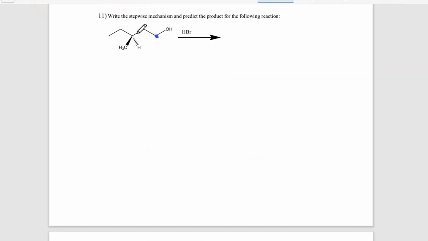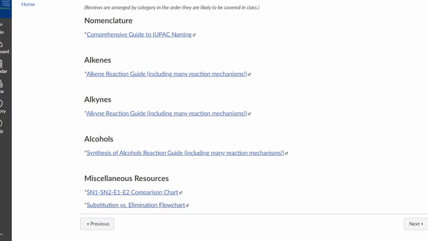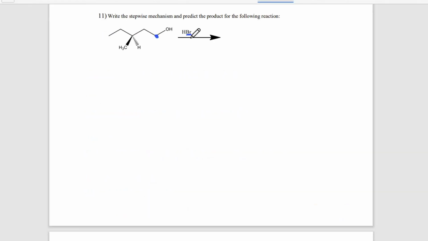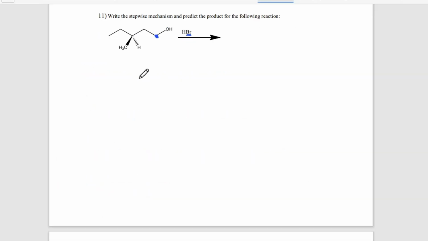So if we're looking at the primary now, is there a strong base present? Well, no, there's a strong acid present, right? So the answer is no. Is there a good nucleophile? Well, Br is a good nucleophile, isn't it? Yes. So there's no base, but there is a good nucleophile present. So that means we're really looking at an SN2 reaction. And if it's an SN2 reaction, are we going to get carbocations? No.